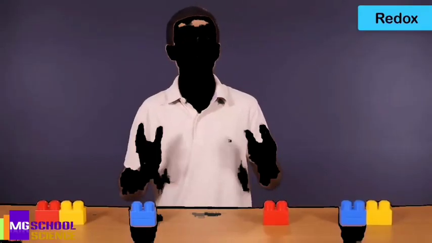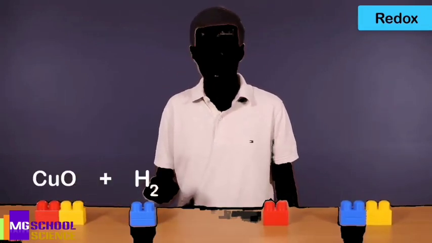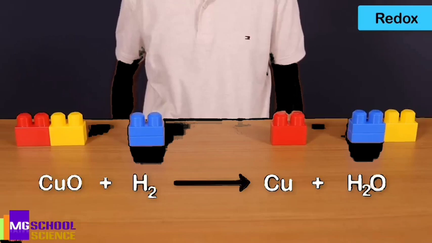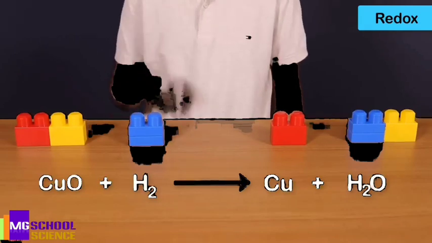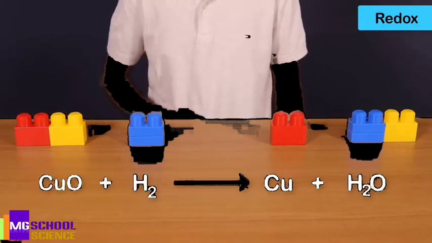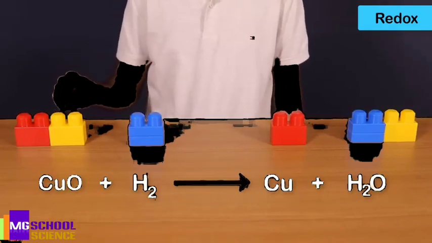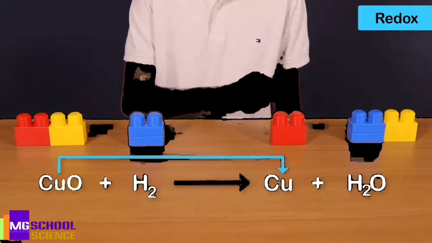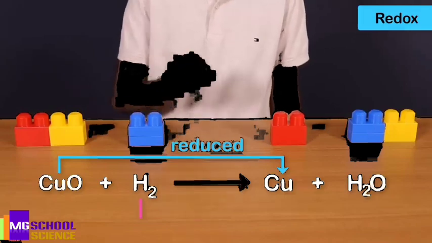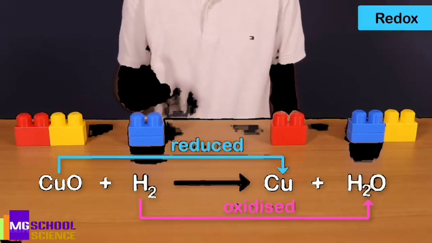Let's look at some examples of redox reactions. Let's say we have copper oxide and hydrogen here, and when they react we get copper and water. Now if you look carefully, this is a displacement reaction because hydrogen is displacing copper from the compound copper oxide. Now let's take a look from the redox point of view. So if you look here, copper oxide is losing oxygen and becoming copper. So copper oxide is getting reduced here. And hydrogen is gaining oxygen and becoming water. So hydrogen is getting oxidized in this reaction.